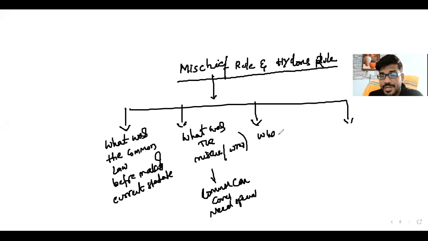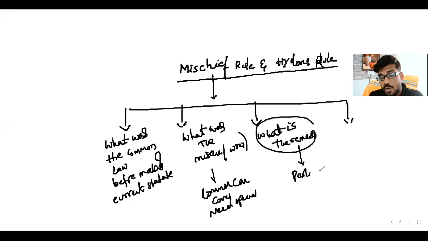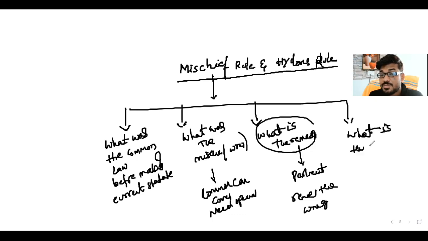Then what is the remedy? What is the remedy provided by Parliament? How can they solve that particular thing and remove that wrong? And what is the reason for that? What are the reasons and explanations for the removal?